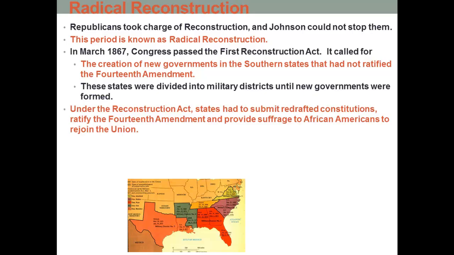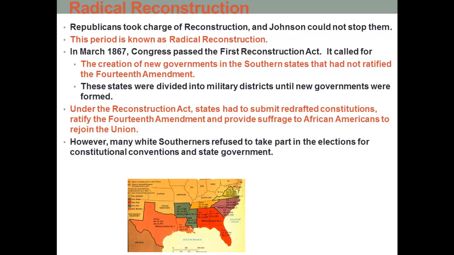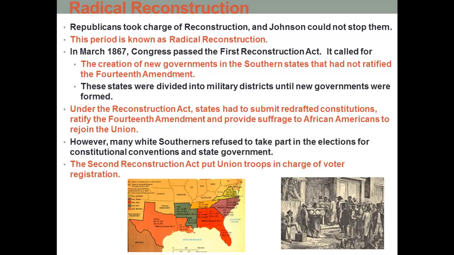Under the Reconstruction Act, states had to submit redrafted constitutions, ratify the 14th Amendment, and provide suffrage, the right to vote, to African Americans in order to rejoin the Union. Many white Southerners refused to take part in the elections for constitutional conventions and state governments. The Second Reconstruction Act put Union troops in charge of voter registration in the South to make sure that African Americans were allowed to register and vote. And there you have some of the highlights of Reconstruction at the end of the Civil War.